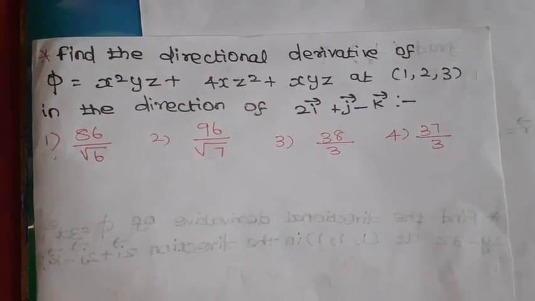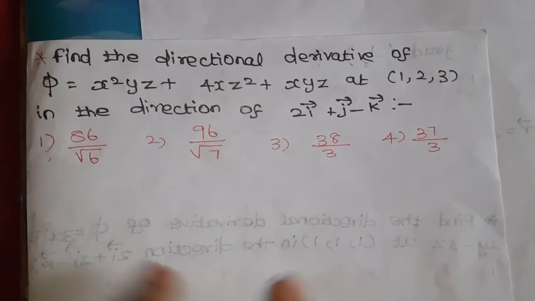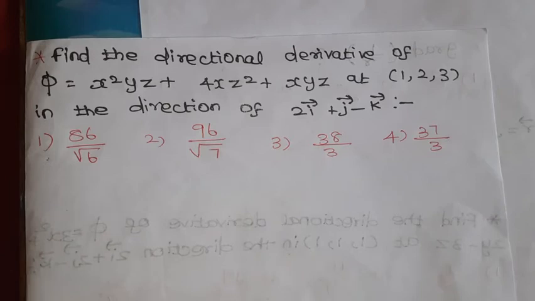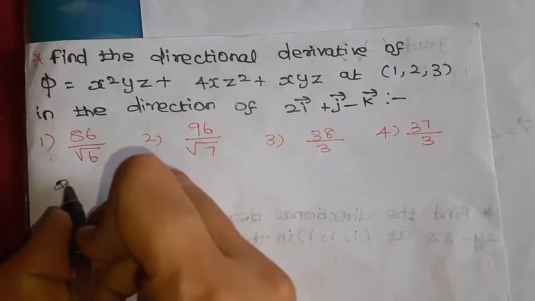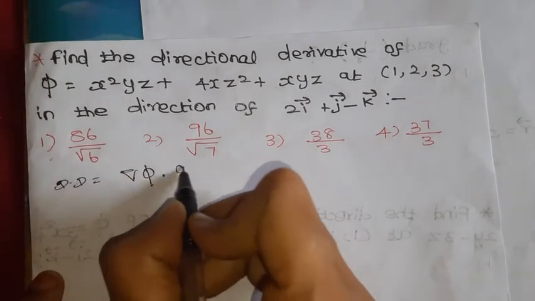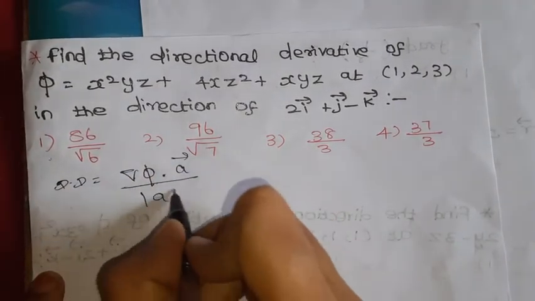Okay. Find the directional derivative of phi, the value given, at the point given, in the direction of the vector given. So how do we find the directional derivative? What is the formula for directional derivative? In short, I will write it as D. Directional derivative is nothing but del phi dot a vector divided by modulus of a vector.